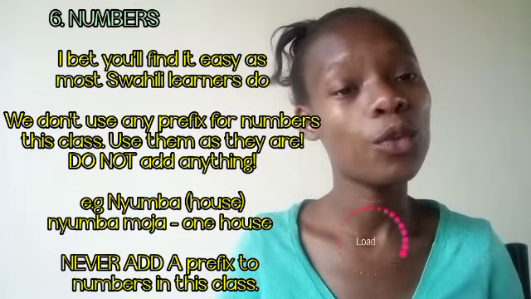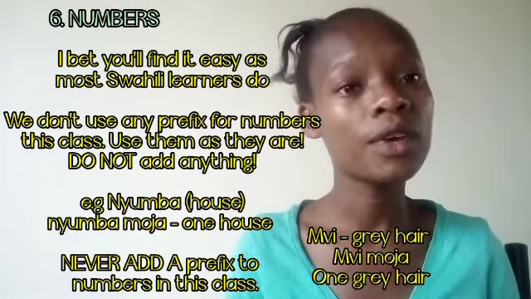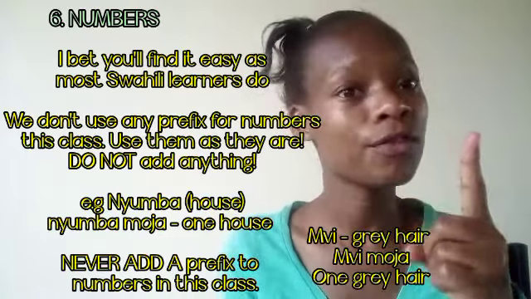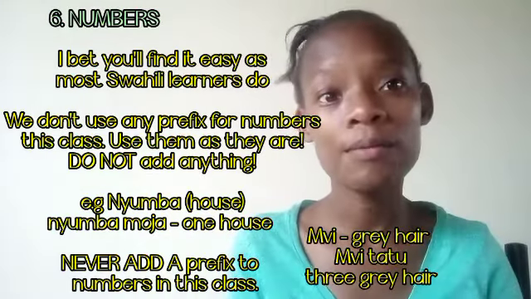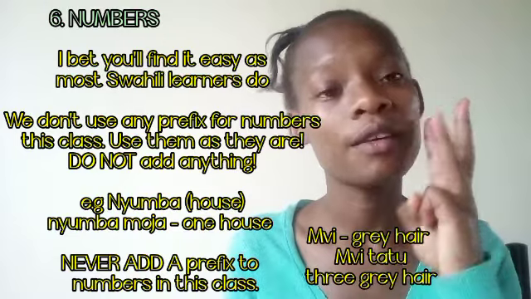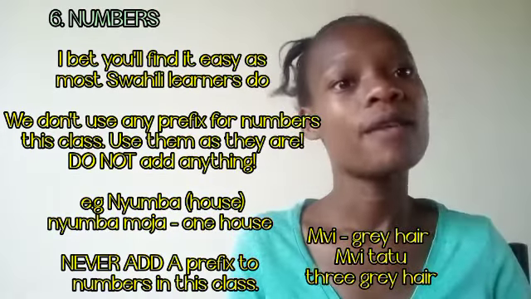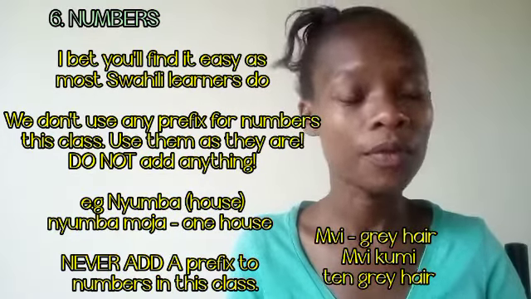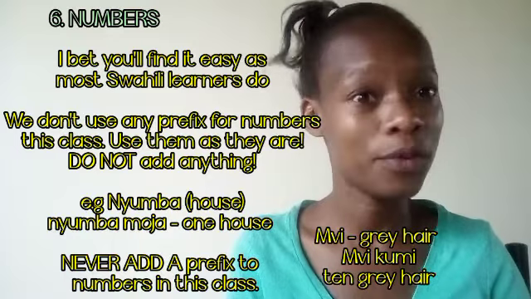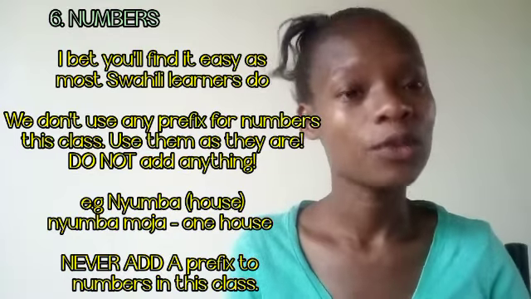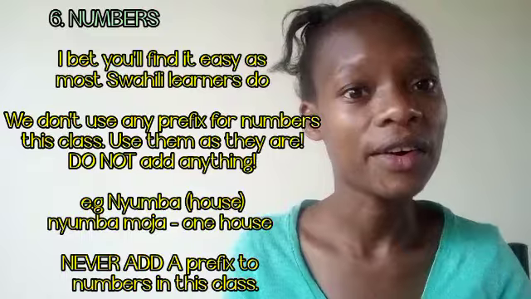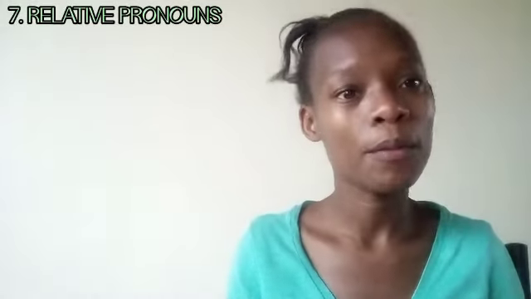Let's use it with numbers. Mvi moja. Mvi tatu. Mvi kumi. You don't need to add any prefix to the numbers. You write them the way they are. With relative pronouns.